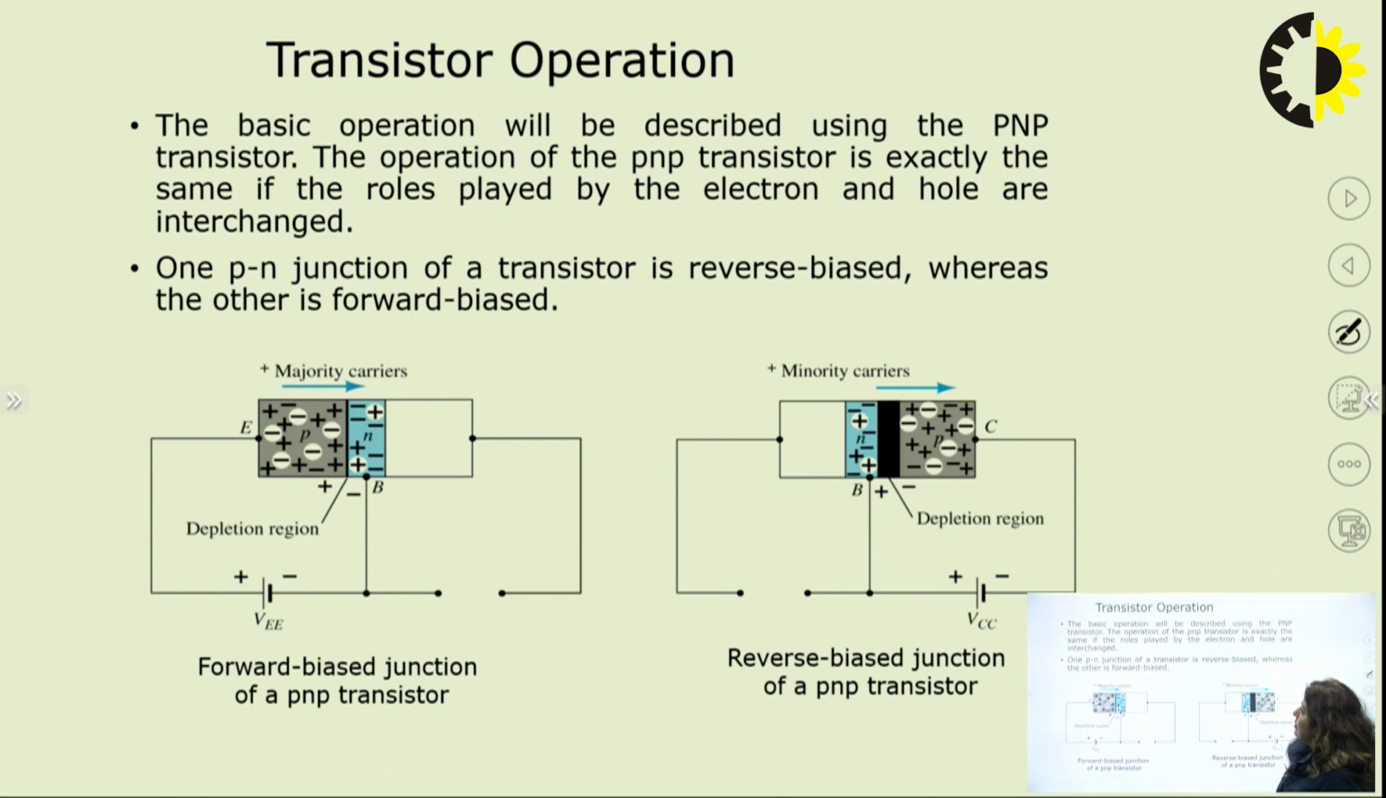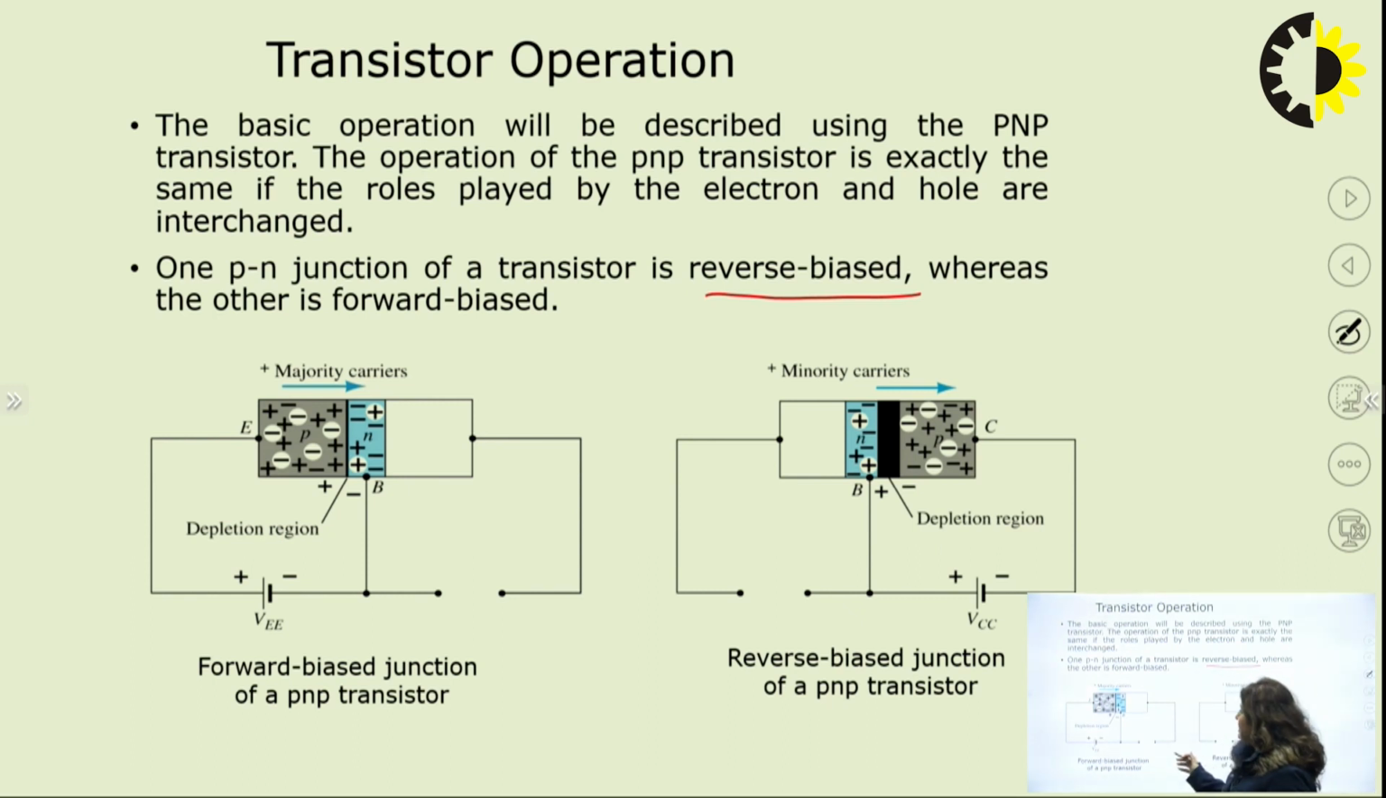So, now we are coming into the transistor operation. The basic operation will be described using the PNP transistor. The operation of the NPN transistor is exactly the same if the roles played by the electron and hole are interchanged. One PN junction of a transistor is reverse biased, whereas the other is forward biased.